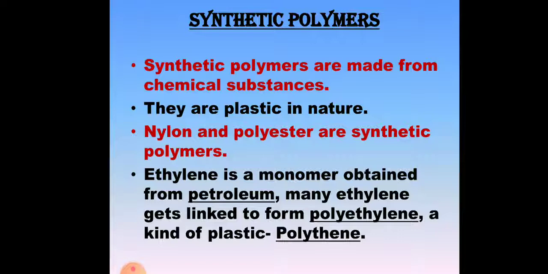Synthetic polymers are made from chemical substances. They are plastic in nature. Nylon and polyester are synthetic polymers. Ethylene is a monomer which is obtained from petroleum. Many ethylene molecules get linked to form polyethylene. It is a kind of plastic which we call polythene.